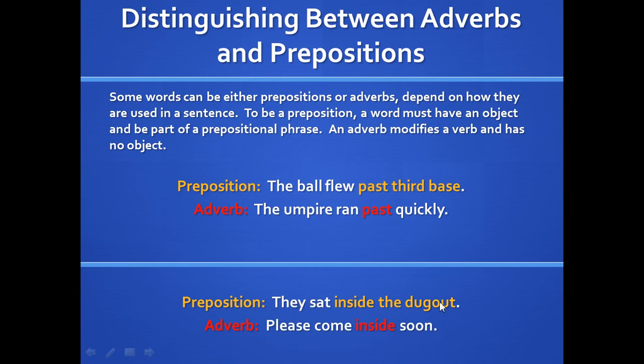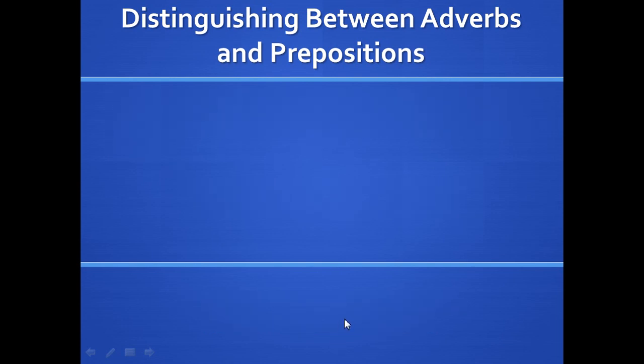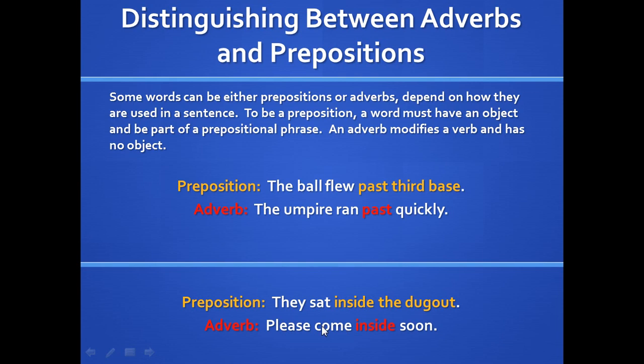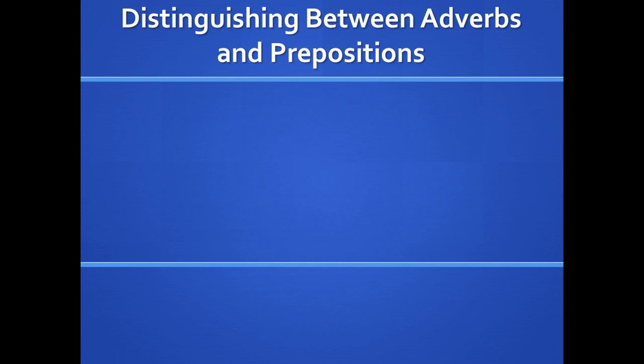We have another example. They sat inside the dugout. Here inside is a preposition because what comes after it is the noun dugout. So it's the object of the preposition inside. But here it's used as an adverb. How? Because it's describing the verb. Let's read the sentence. Please come inside soon. Inside here is describing the verb come. And we said when a word describes a verb, it's an adverb.